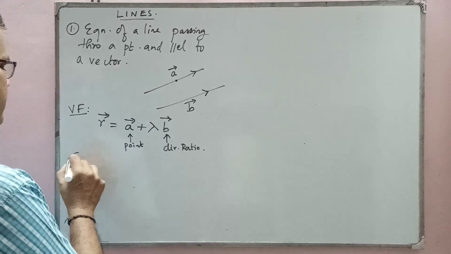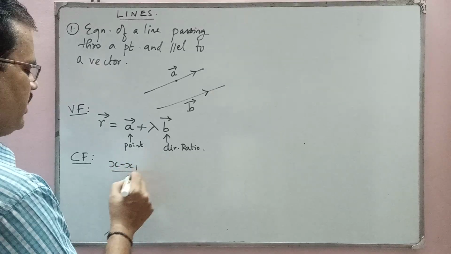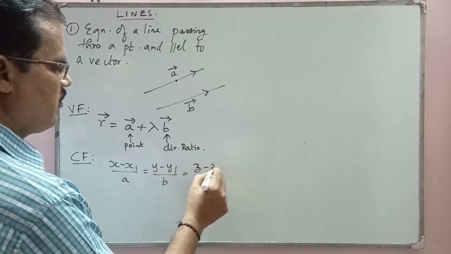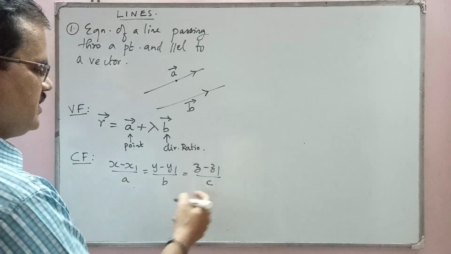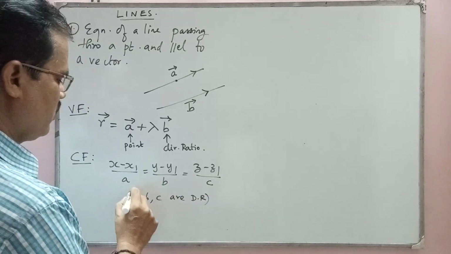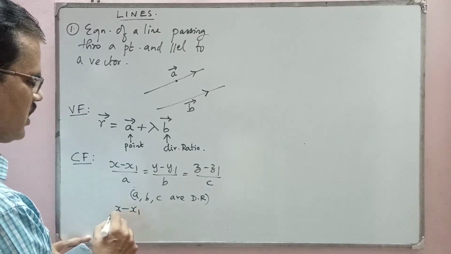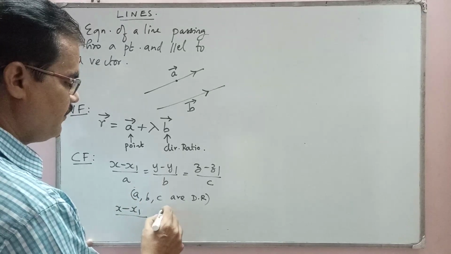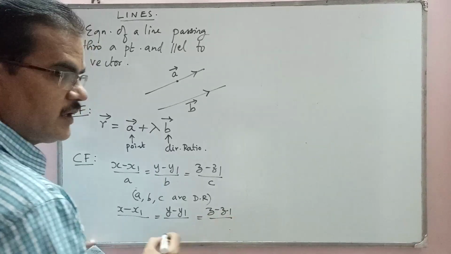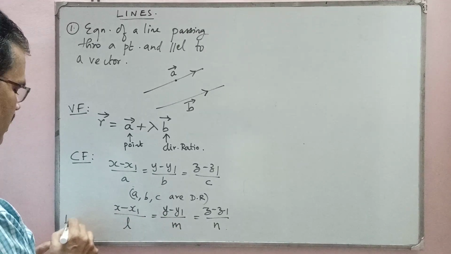Now Cartesian form. x minus x1 by a equals y minus y1 by b equals z minus z1 by c, where a, b, c are direction ratios. If direction cosines are given, the same formula can be written with l, m, n in the denominators. What letter do we generally use for direction cosines? L, M and N. You can make a note. L, M, N are direction cosines.